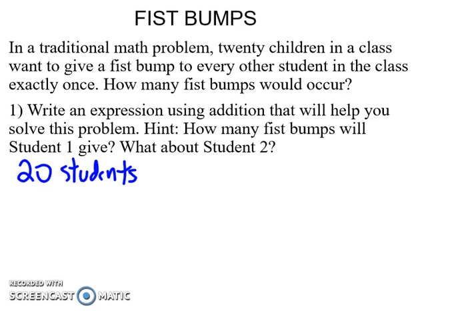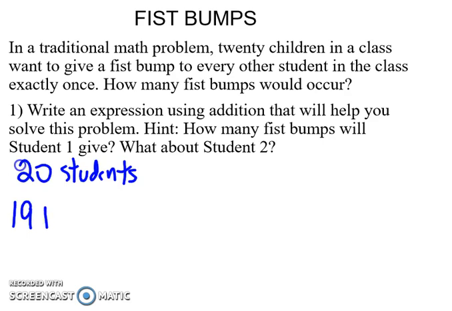Now, if I think about it, my hint was to start with how many fist bumps student 1 will give. Well, if student 1 is going to give a fist bump to every other student, and there are 20 total students, is he going to give a fist bump to himself? No. That means the very first student gives 19 fist bumps.